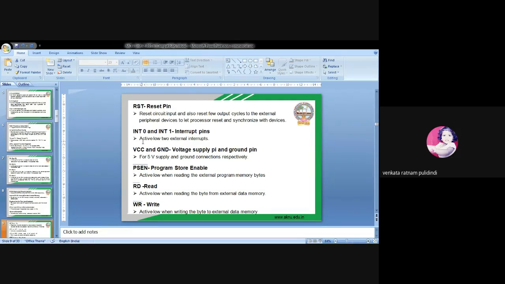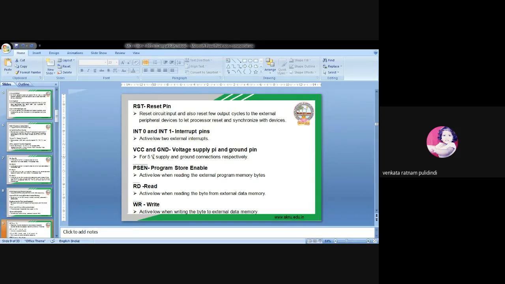Okay, next one is the power supply pins or power supply lines. Here the 8051 microcontroller is an active device, so it requires power. Therefore we have two power lines. One is VCC and another one is the ground. The 8051 microcontroller operates on a 5 volt DC supply.